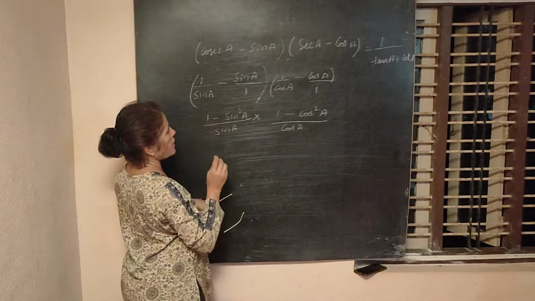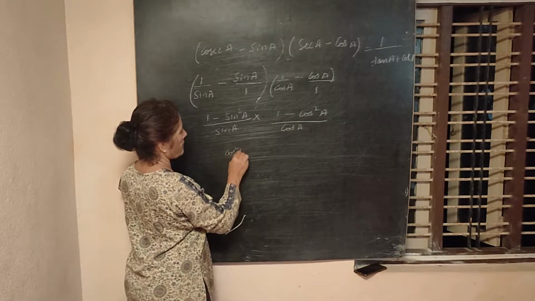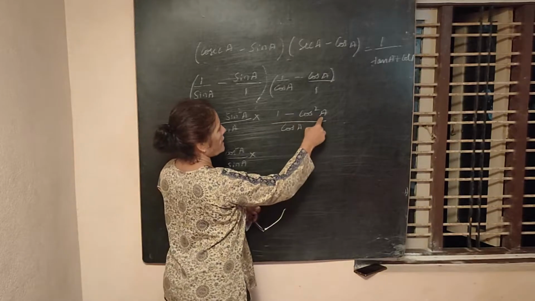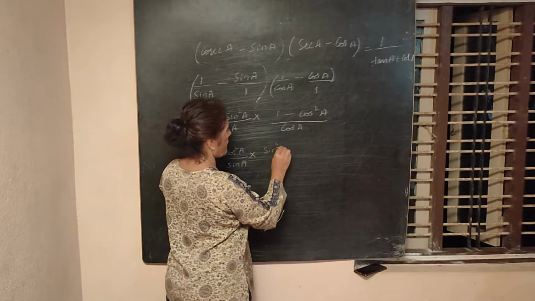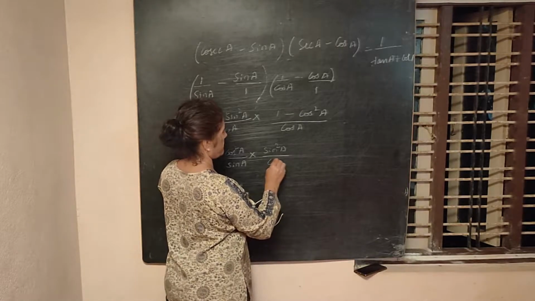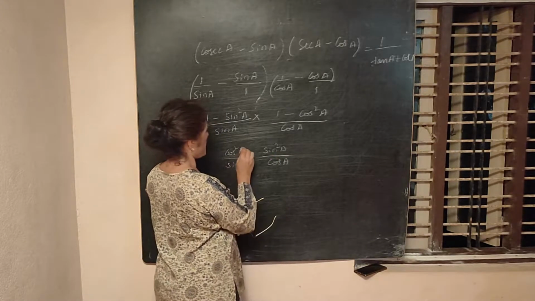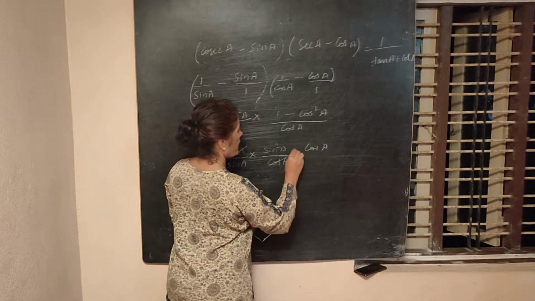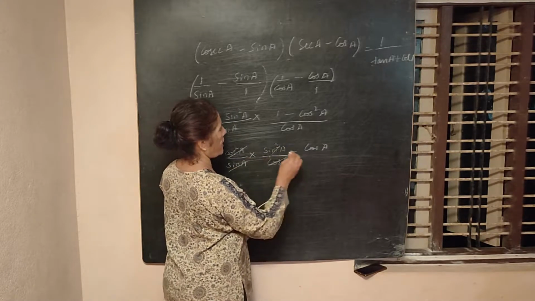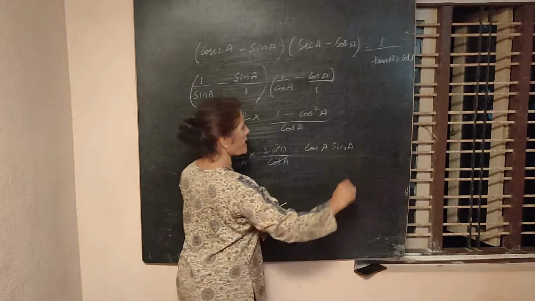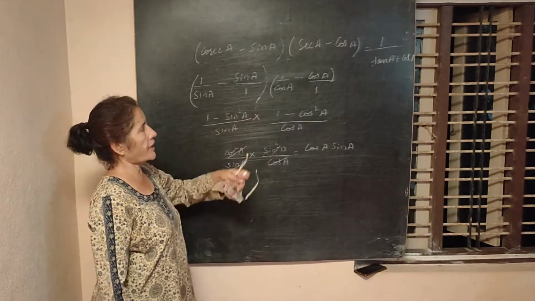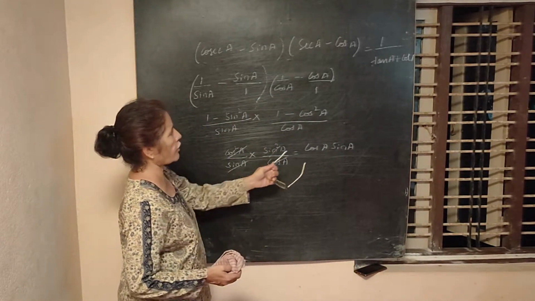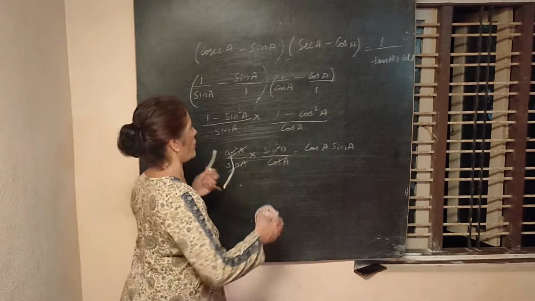So what is 1 minus sin square A? We'll get cos square A divided by sin A into, what is 1 minus cos square A? Sin square A divided by cos A. What is this cos square A and cos A? What remains? Cos A. Sin square A and sin A. What remains? Sin A. So cos A sin A. Let me try with the right hand side. They have asked you to simplify separately so that you have to get cos A sin A there also.